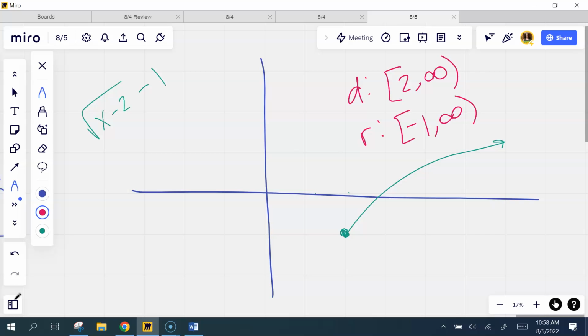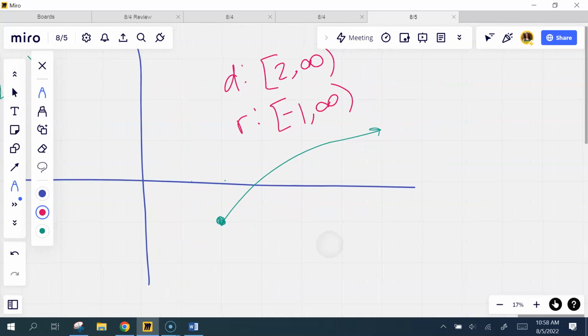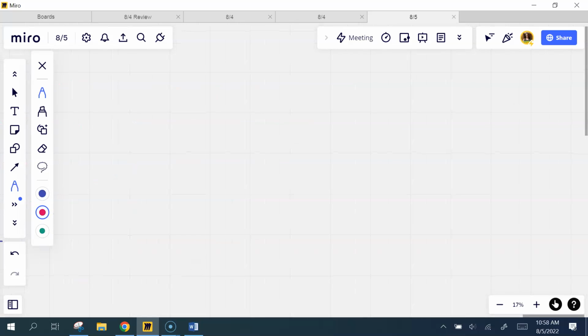I want to do one more. I want to do a circle. Maybe an ellipse. I'm sorry. I apologize. Okay, how have you been drawing it?